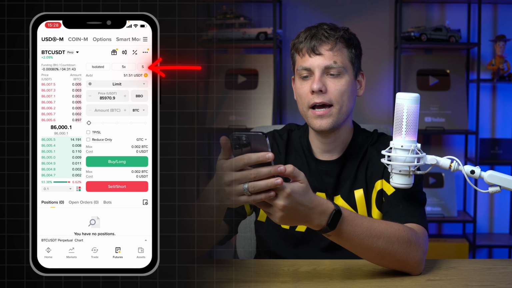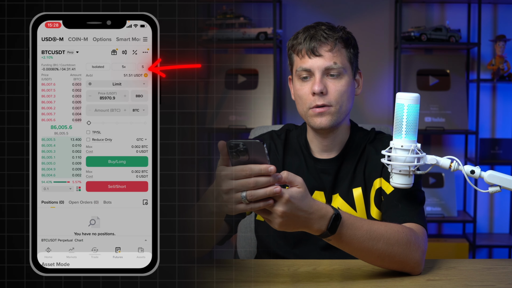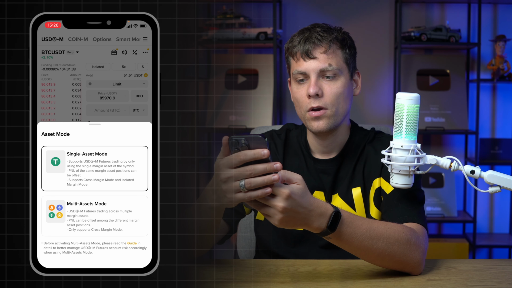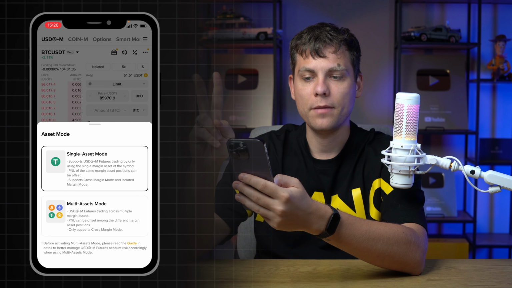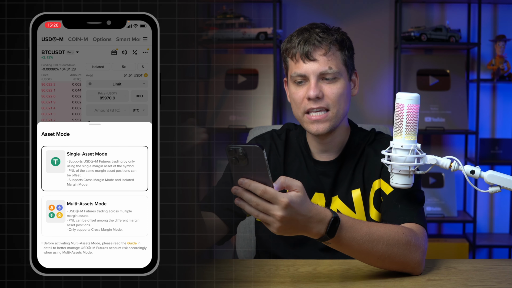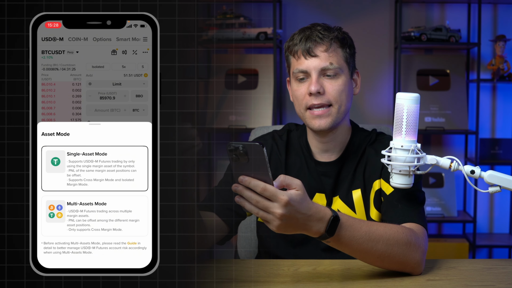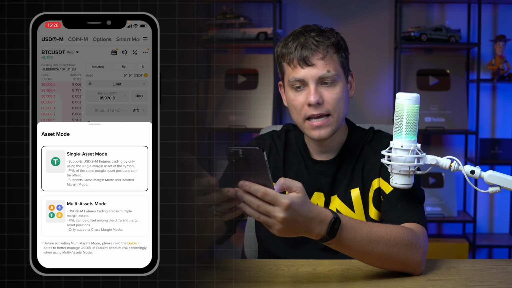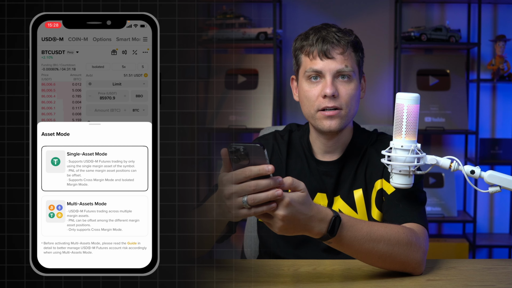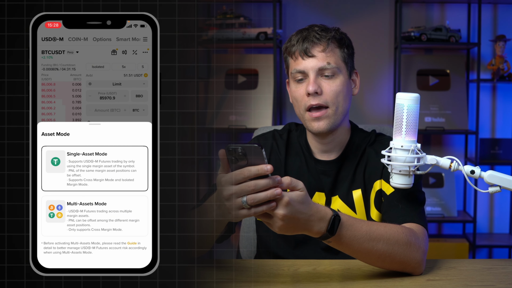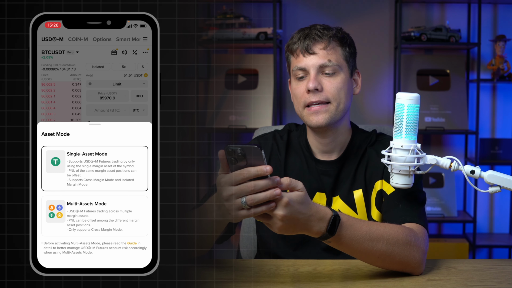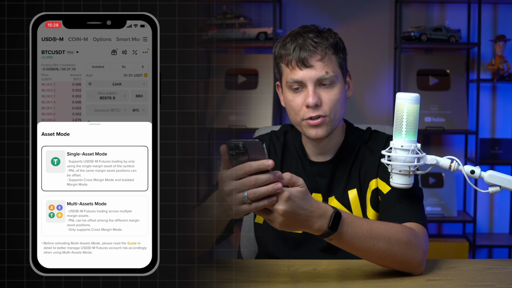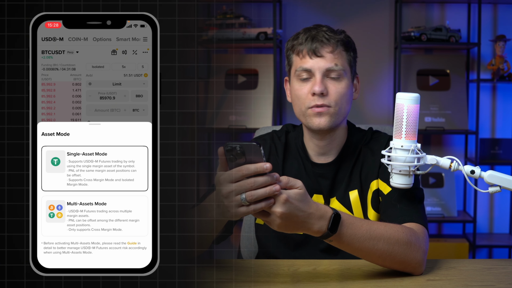Even farther to the right, we have the letter S. If you press it, this is the asset mode. What does this mean? There are two types, single and multi. Single means that if, for example, you have an open cross position, all the assets in your futures wallet are used to maintain the margin of your open trade. So, if you have single asset, as you can see here, the Tether logo, it means that if you have an open trade in USDT, all the USDT in your futures wallet are used as collateral for that trade.